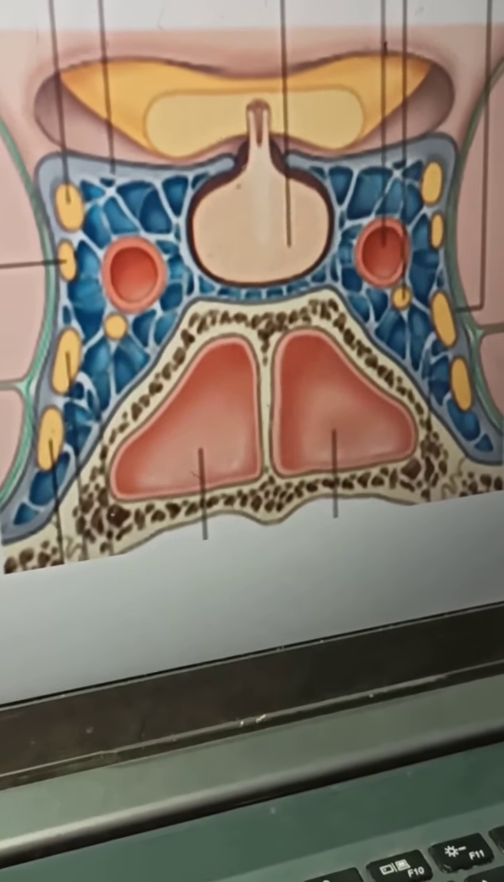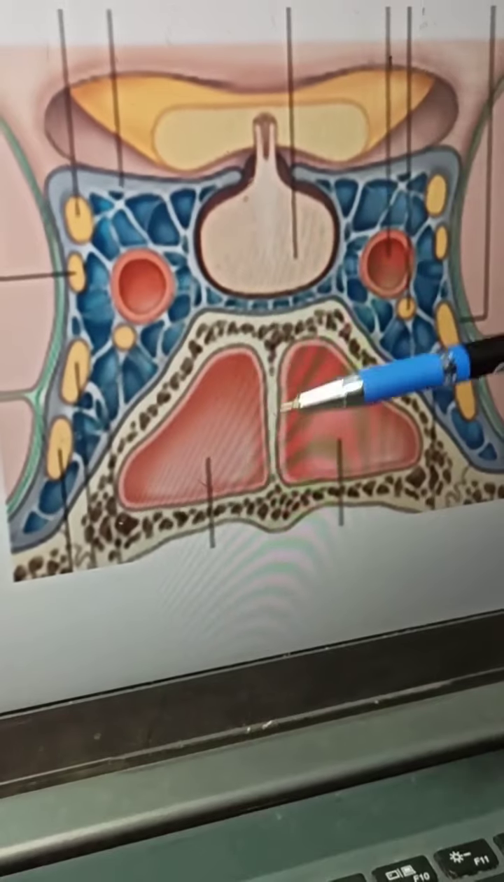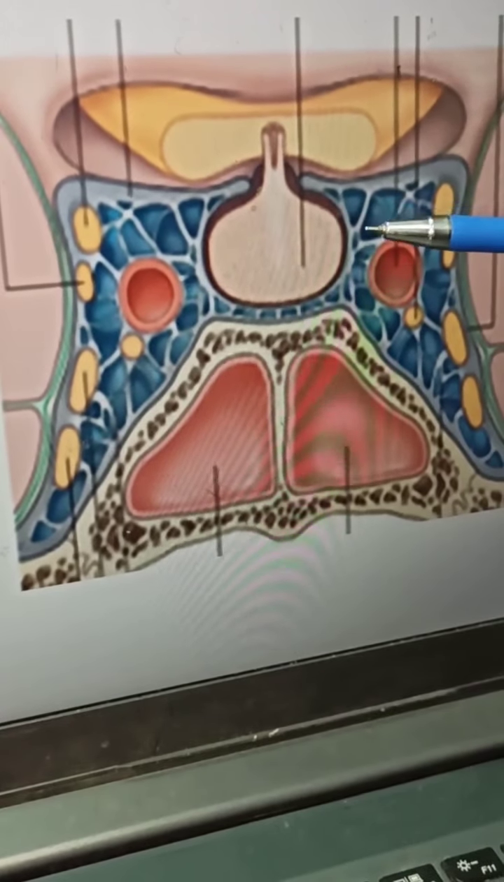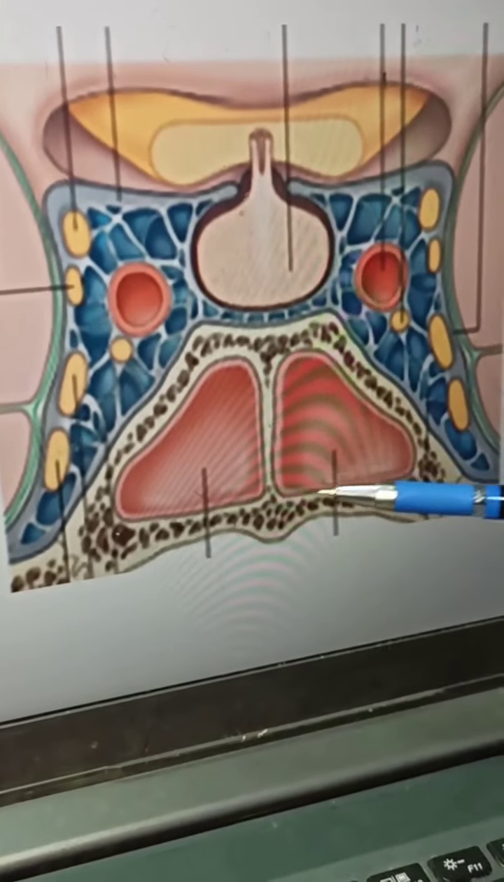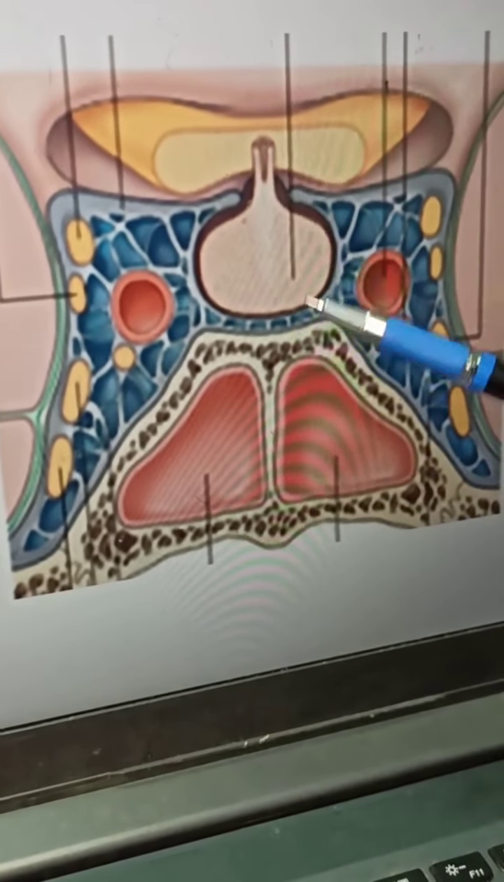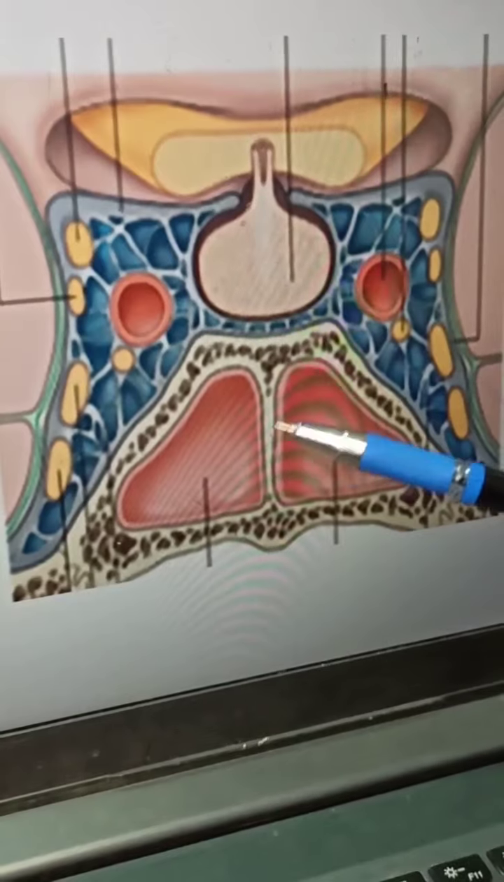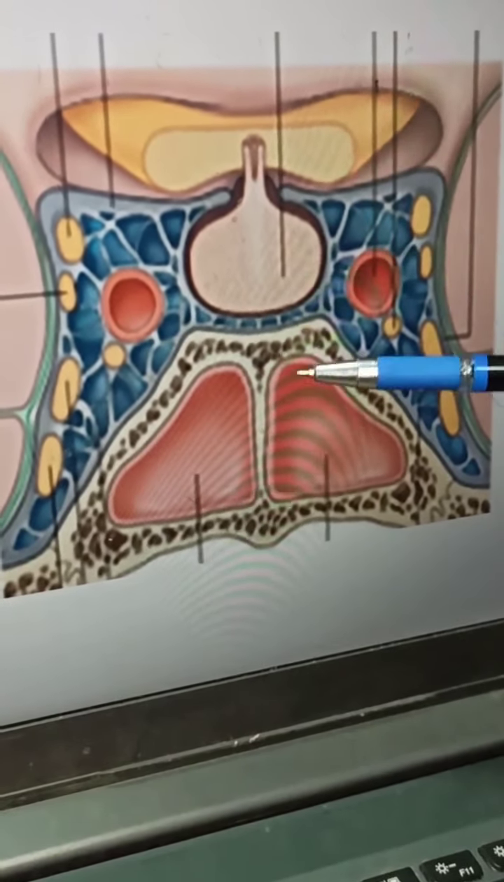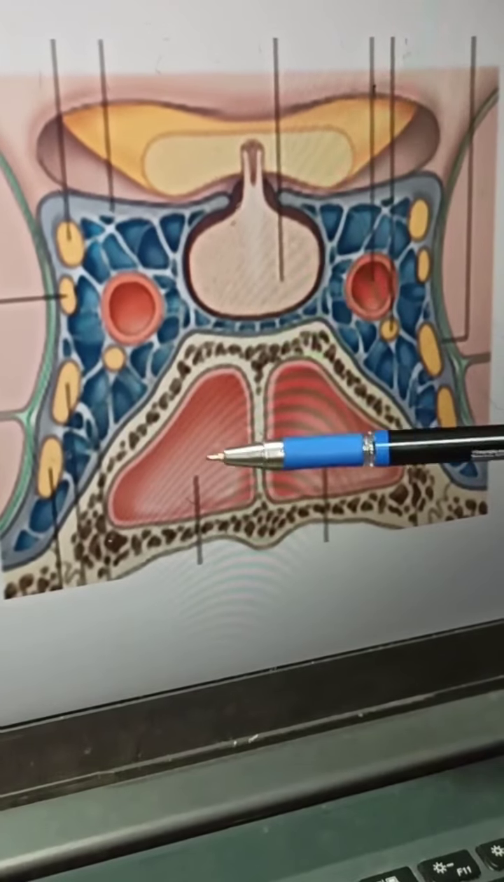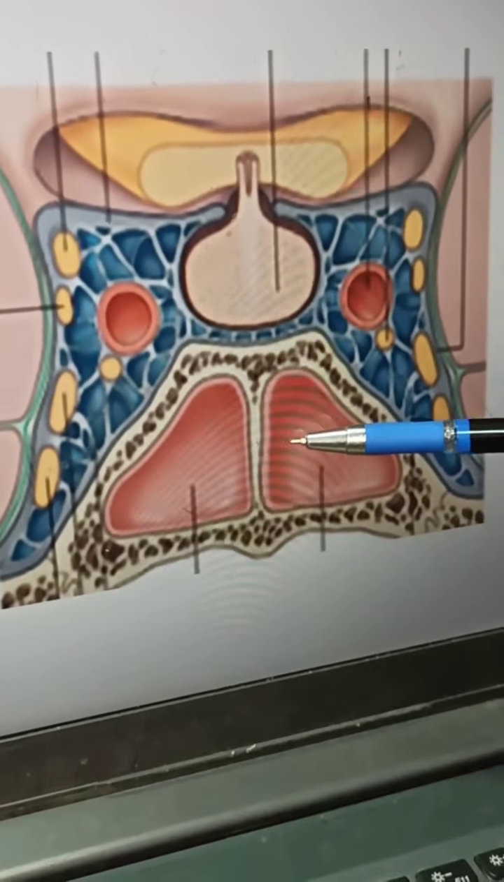Relations of pituitary gland. This is a coronal section in the skull. This is the body of sphenoid bone. Here is the pituitary gland. Above the pituitary gland, there is the optic chiasma. Below it, here, sphenoidal air sinus.